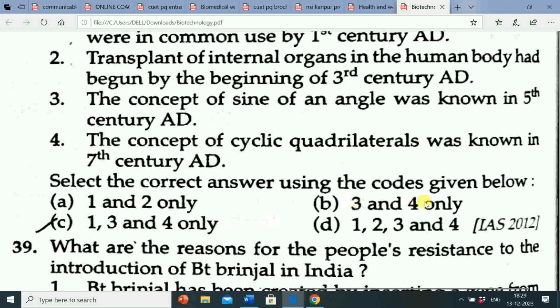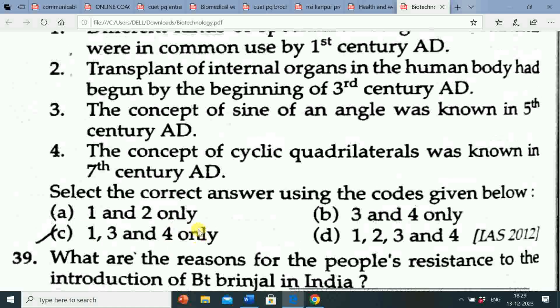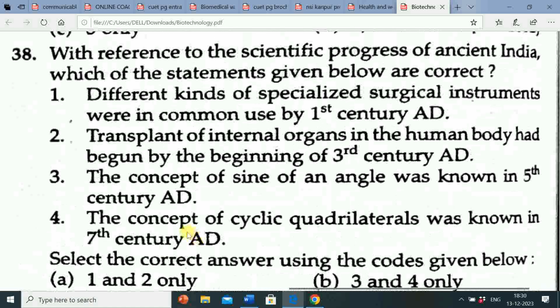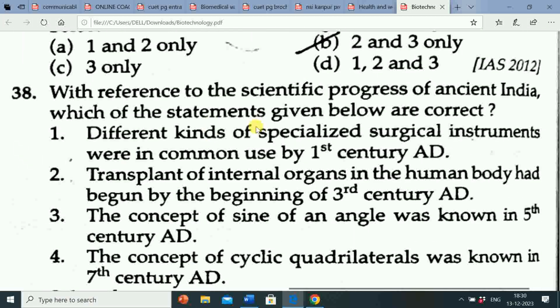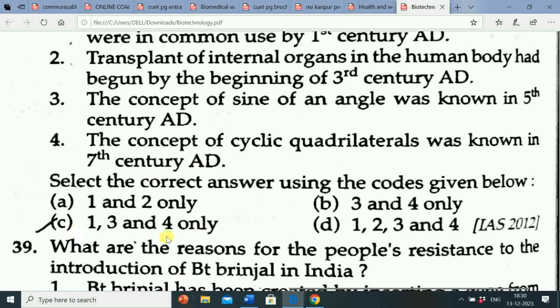Select the correct answer using the codes given below. So the correct answer is option C, first, third and fourth only. So here the first, third and fourth statements are correct.